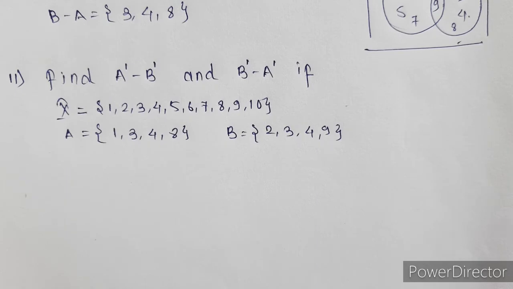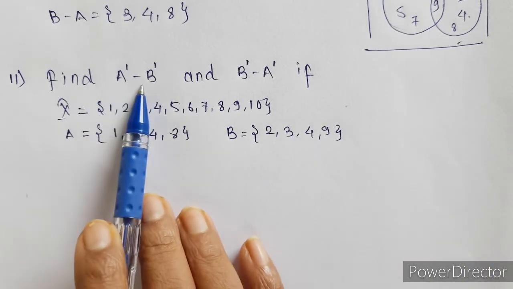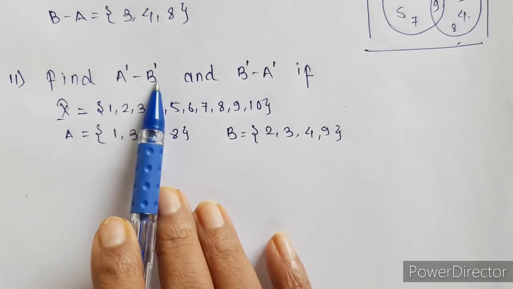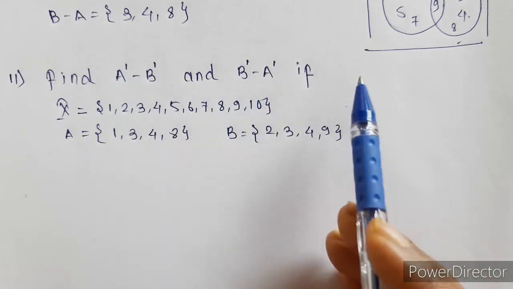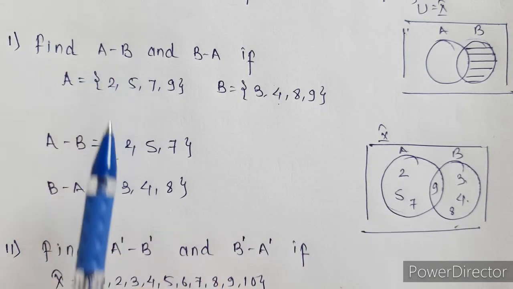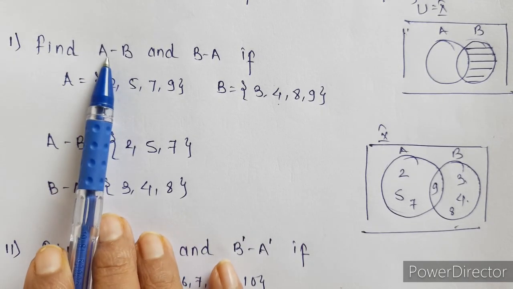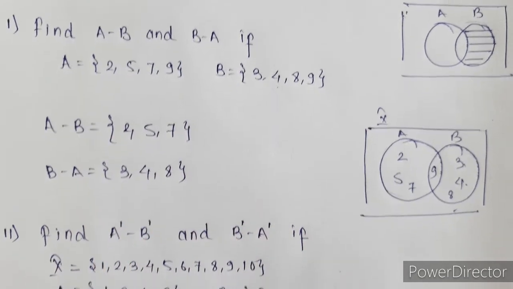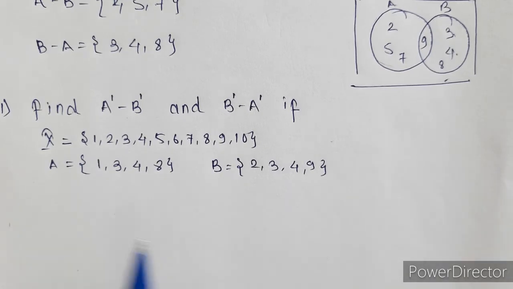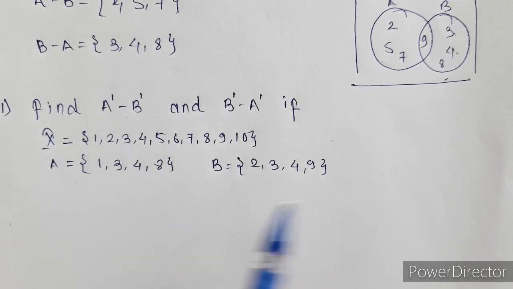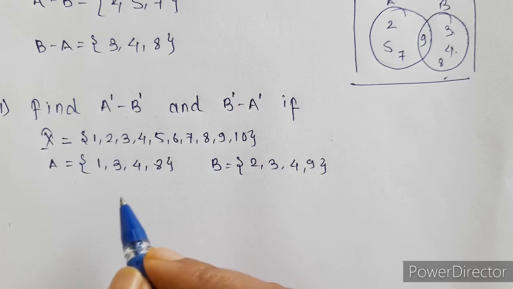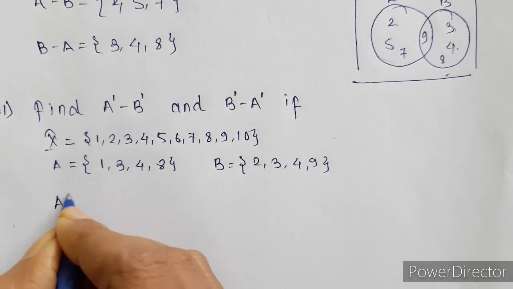Now let's look at another example. Here we have to find A complement minus B complement and B complement minus A complement, that is A complement difference B complement and B complement difference A complement. It is the same as the previous example we had discussed, but there we were discussing A difference B and B difference A, whereas here we are discussing A complement difference B complement and B complement difference A complement. Here the universal set is given, and set A and set B are given. The first thing is we have to find what is A complement and what is B complement. Then only we can go for differences. So let me start with A complement.